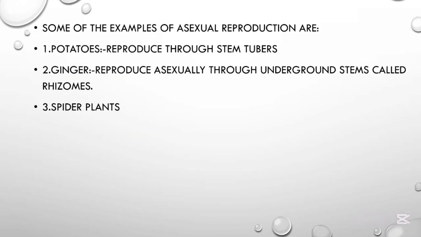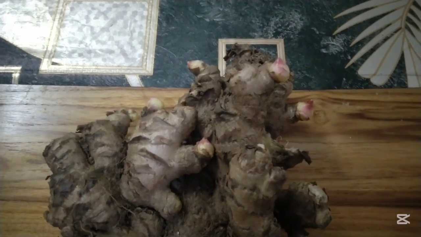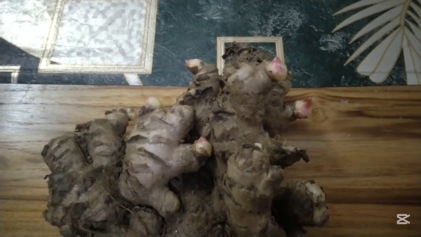Some examples of asexual reproduction are potatoes, ginger and spider plants. Potato reproduces through stem tubers. Ginger reproduces asexually through underground stems called rhizomes. So let us go into detail one by one, with examples of vegetative reproduction or asexual reproduction.